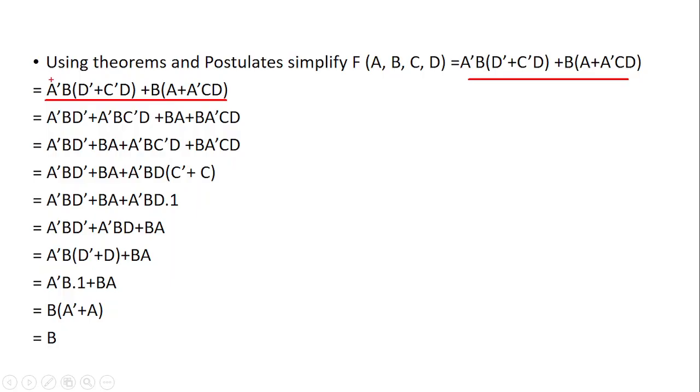Okay, now start taking these two terms and multiply them, separated by plus. So a dash b d, a dash b d, a dash b c dash d. Okay, this is the next. B into a and b into this term, ba plus b a dash cd. Okay.